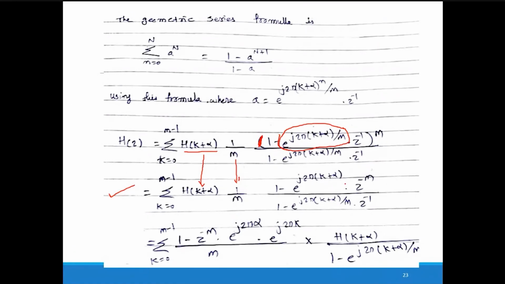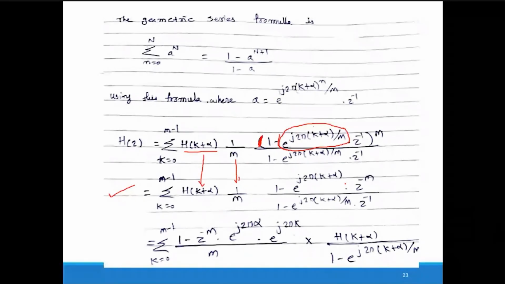Okay, now all of you please note down the derivation. Then we go for the next slide. Sir, one more query. Yeah. Sir, we have written a equal to e to the power j 2 pi k plus alpha n by m. That should be only k plus alpha by m.